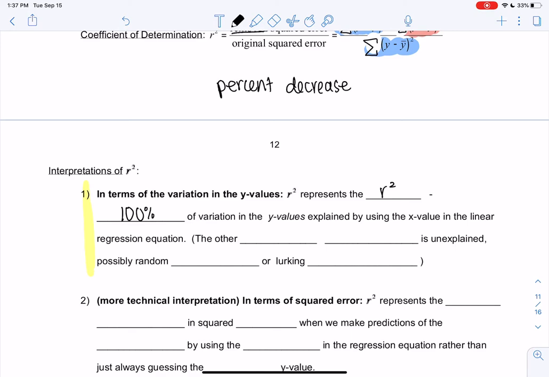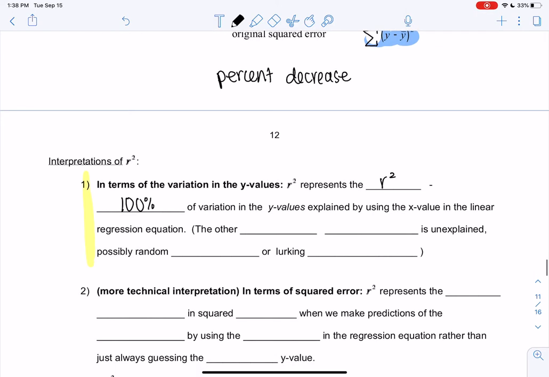But it's basically saying, why are the y values not the same? The x value can explain 50% of that, or the x value can explain blank percent of that. And then the other percent, that would be 1 minus r squared times 100%, is unexplained or possibly random variation or lurking variables. So let's just fill this out, and then when we do the Mustang example, we can make more sense of it.